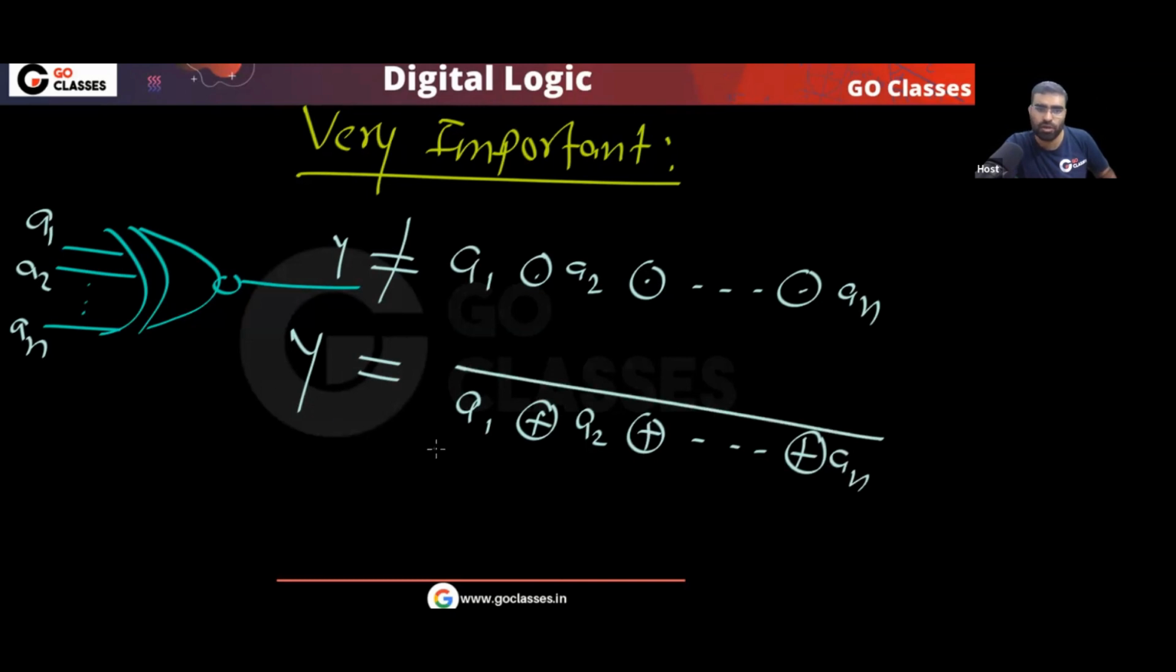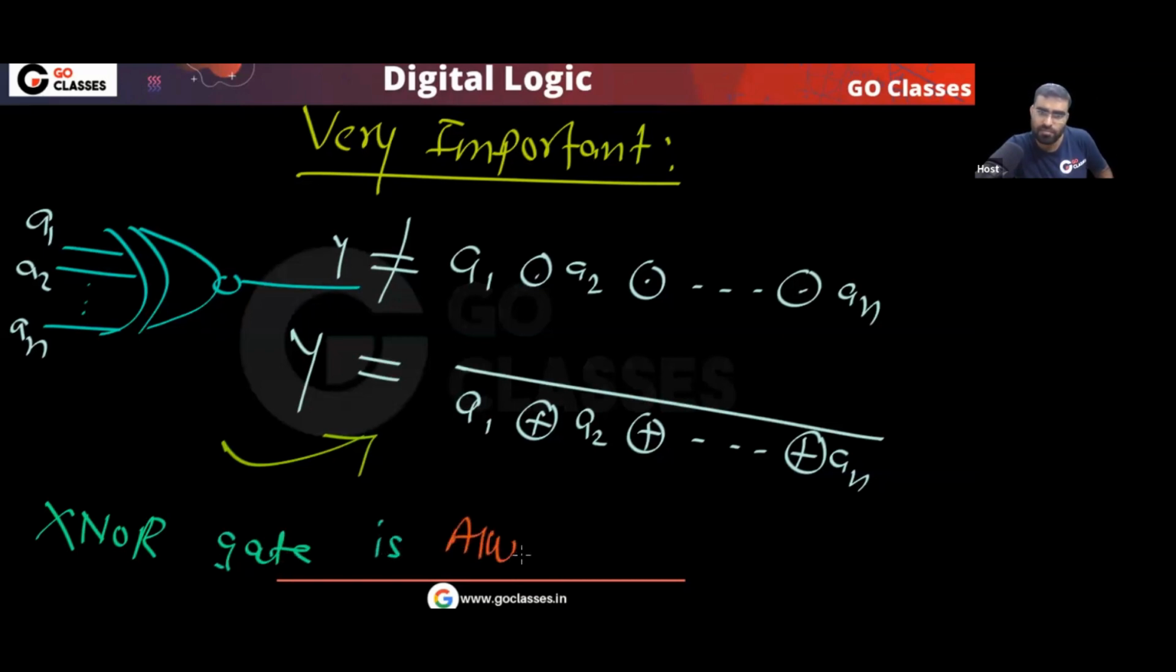Okay, so this is the point that I want to tell you. Very simple point. So this is how the XNOR gate is defined. Remember, this XNOR gate is always the complement of the XOR gate.